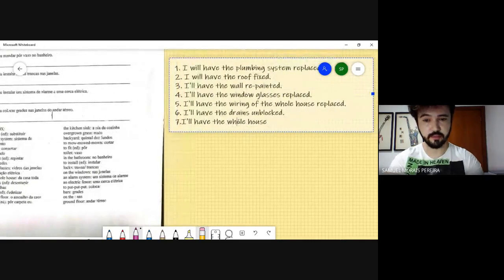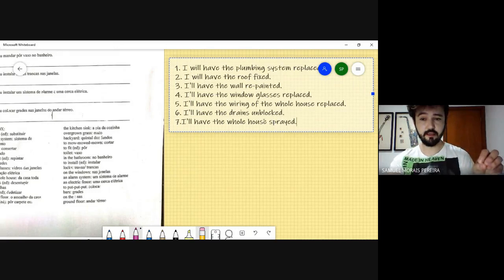Just a moment, I'm gonna correct it here. So I'll have the whole house sprayed. Okay? Spray significa borrifar, tá? A palavra em si, o verbo é borrifar, ok? But in this kind of construction here, the idea is of the word dedetizar in Portuguese, okay? So when you say, I'll have the whole building sprayed, eu vou mandar dedetizar o prédio todo. Or I'll have the whole house sprayed, eu vou mandar dedetizar a casa, okay?